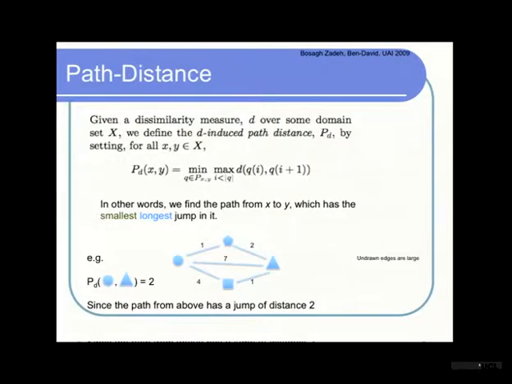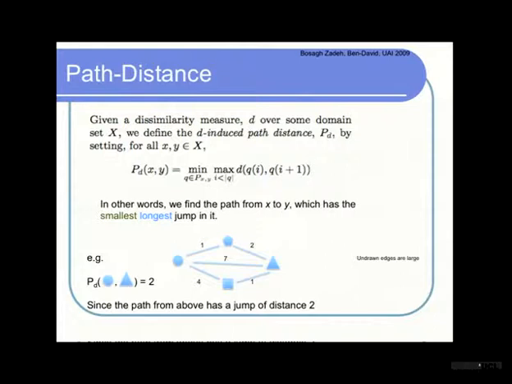Another property is based on the notion of path distance. What is a path distance? The path distance between two points is the minimum, over all paths that connect these points, of the largest jump along the path. Think of it as defining the path distance from this point to this point. Here is one path, here is a second path, here is a third path. I go over all these paths and minimize the largest jump over the path. Here the largest jump is 4, here it's 7, here it's 2. So the path distance between these two points is 2.